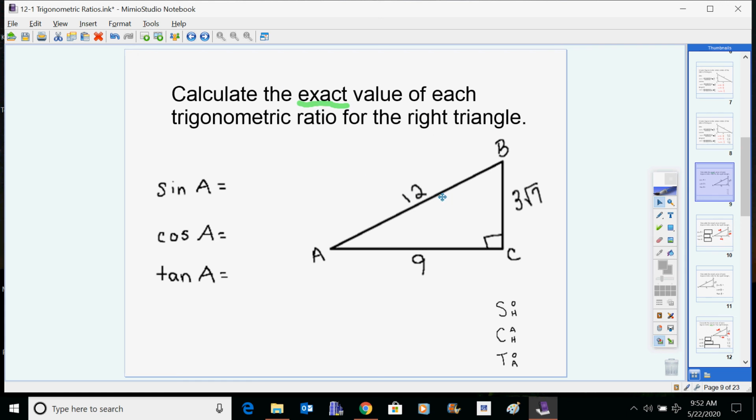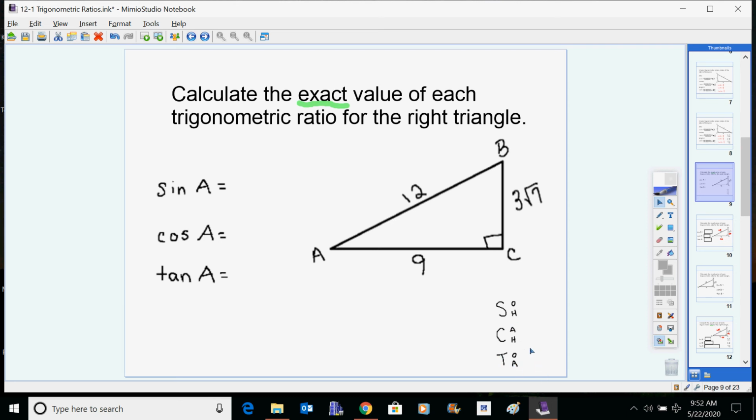Exact. Write that down. It's your third keyword. When they want the exact value, that means that you're going to write it in fraction form. You are not turning it into a decimal. You are going to reduce that fraction, and you're going to handle any square roots as they need to be handled. Okay? So we're going to be thinking through this idea of SOHCAHTOA, sine opposite over hypotenuse, cosine adjacent over hypotenuse, tangent opposite over adjacent.